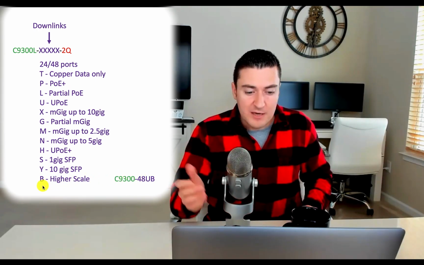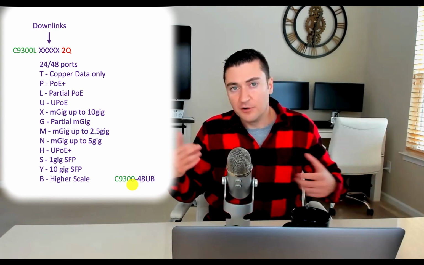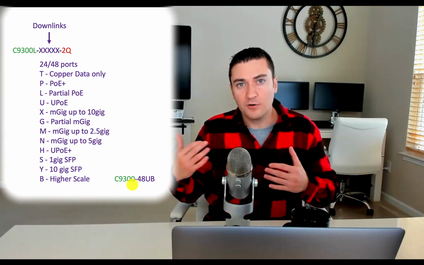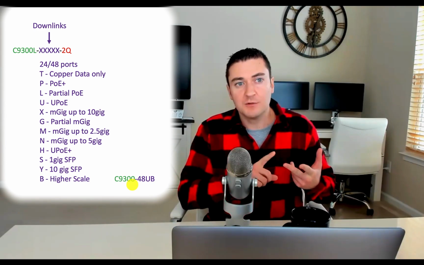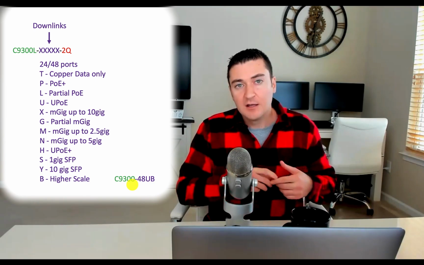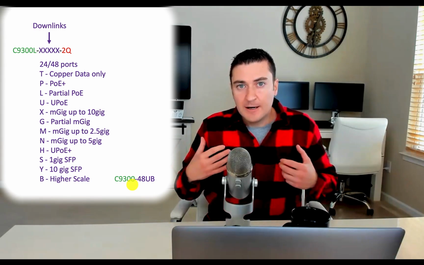And then the last one here is B. So 48 port UPOE, and B, basically these are, we'll call them higher scale switches. So 9200, 9300, you're gonna get a little bit more features out of these. You're gonna get maybe a little bit deeper buffers on the switch. You're gonna be able to do more routes on the switch, bigger MAC address tables on the switches. So if you need that, you wanna go with the B series switch.